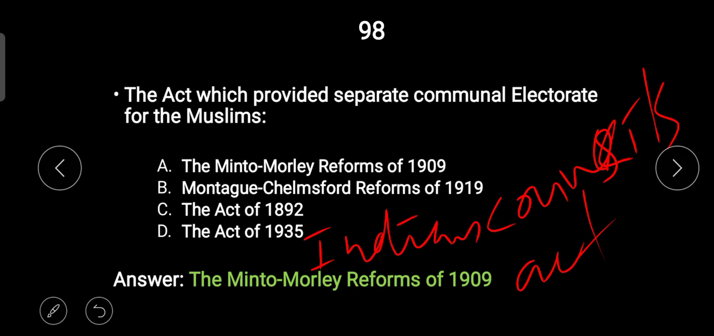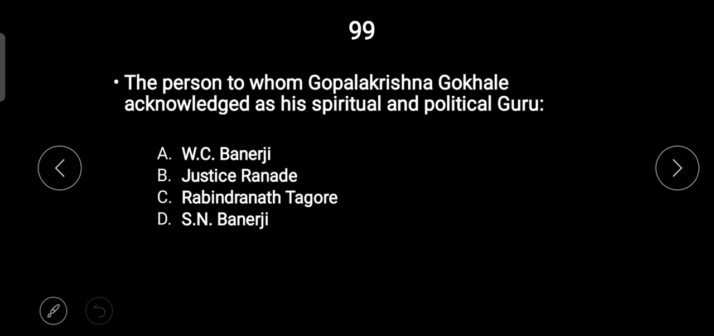Okay, it is in this Minto-Morley reform that Muslims got the separate electorate. Okay, they were able to vote for their own candidate. And the 99th question: the person whom Gopala Krishna Gokhale acknowledged as his spiritual and political guru. W.C. Banerjee, Justice Ranade, Rabindranath Tagore, or Surendranath Banerjee. Option is Justice Ranade.